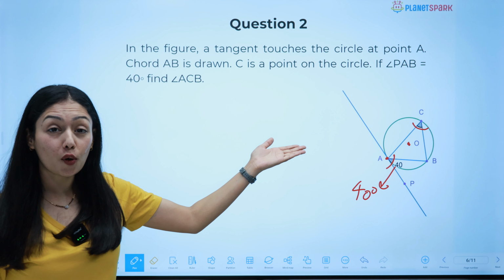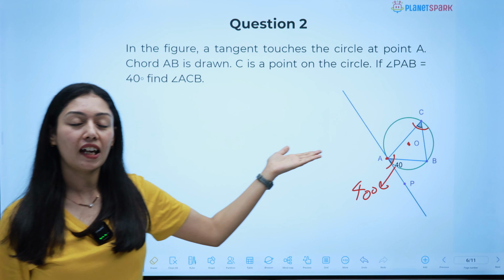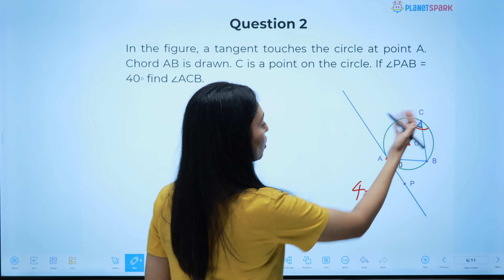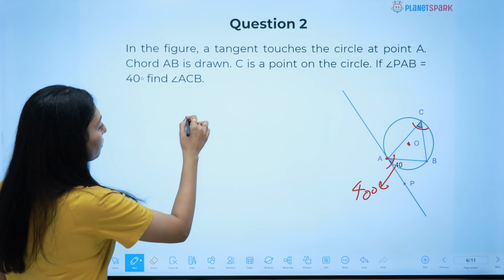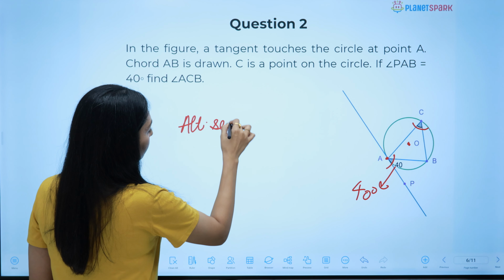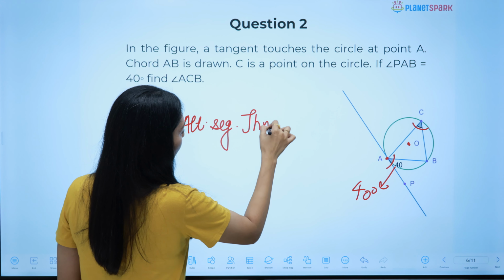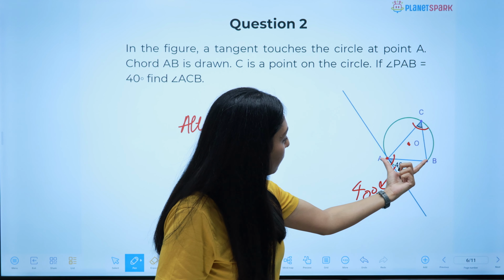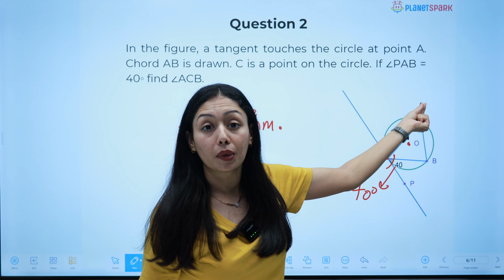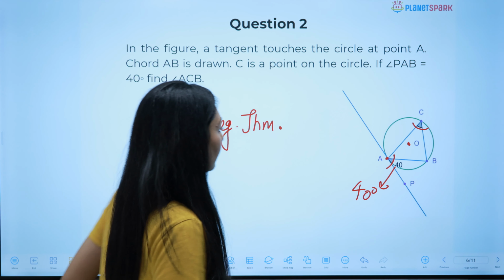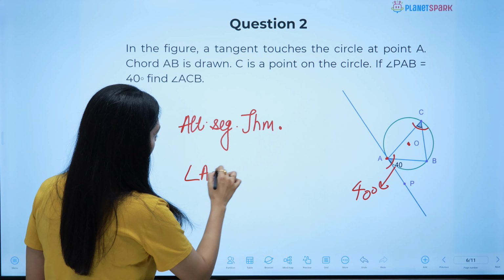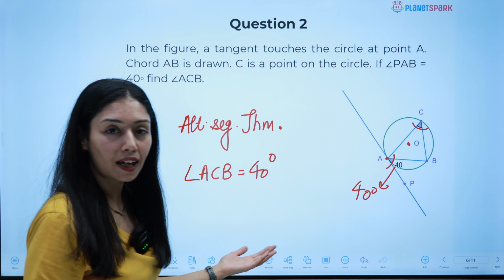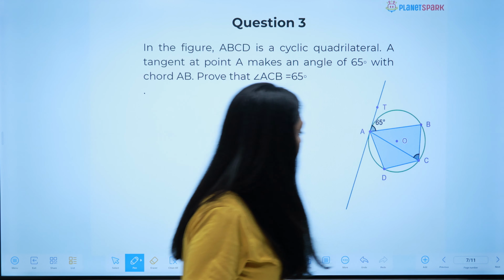Yes, straightforward. Can you all tell me? Yes, everybody, write in the comments. What is the measure? Within seconds we can tell this is direct application of the alternate segment theorem. Right everyone? What do we have? The angle between chord and tangent, and the same chord is subtending this angle in the alternate segment. Right? So, we can say that angle ACB will also be equal to 40 degree. And that's it. Okay, next one.